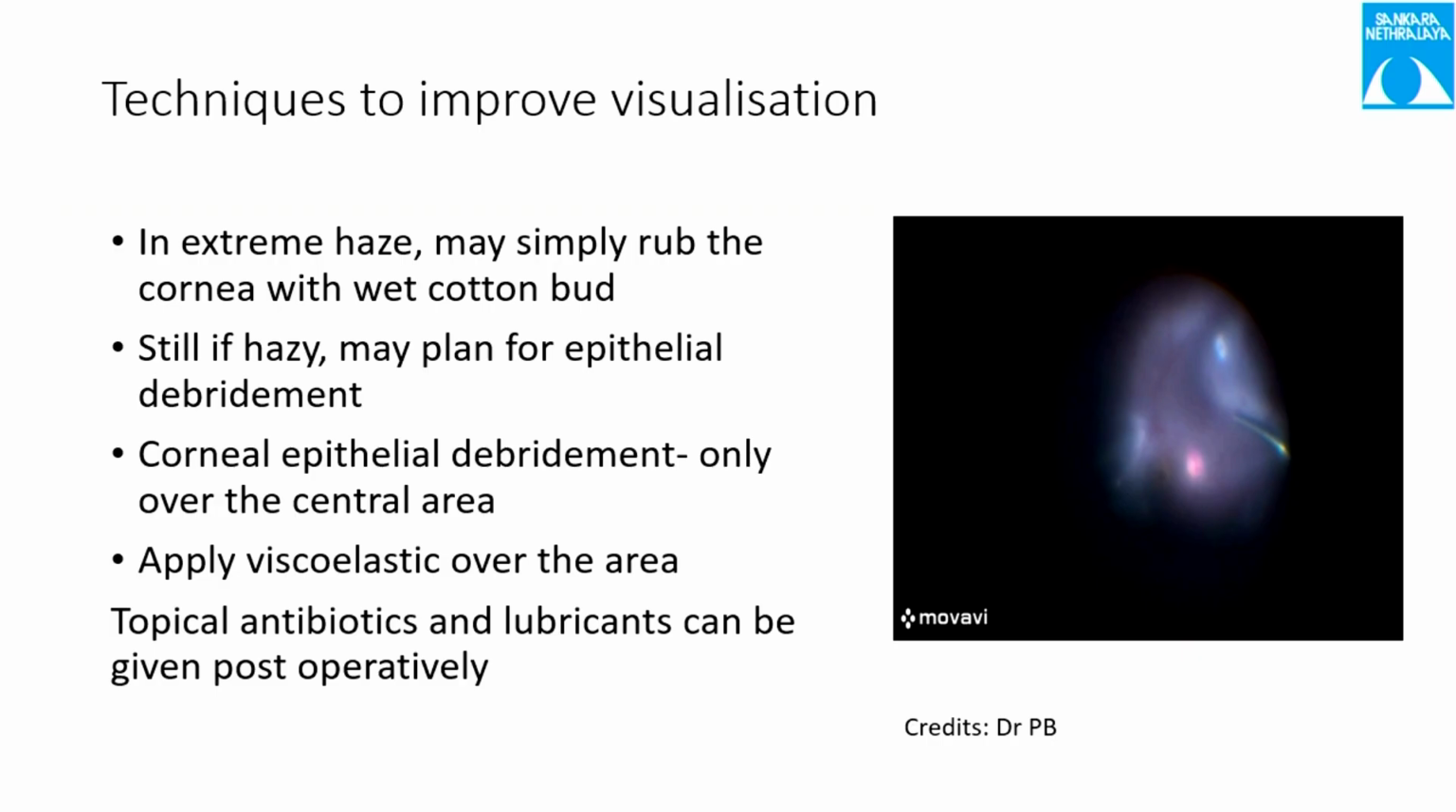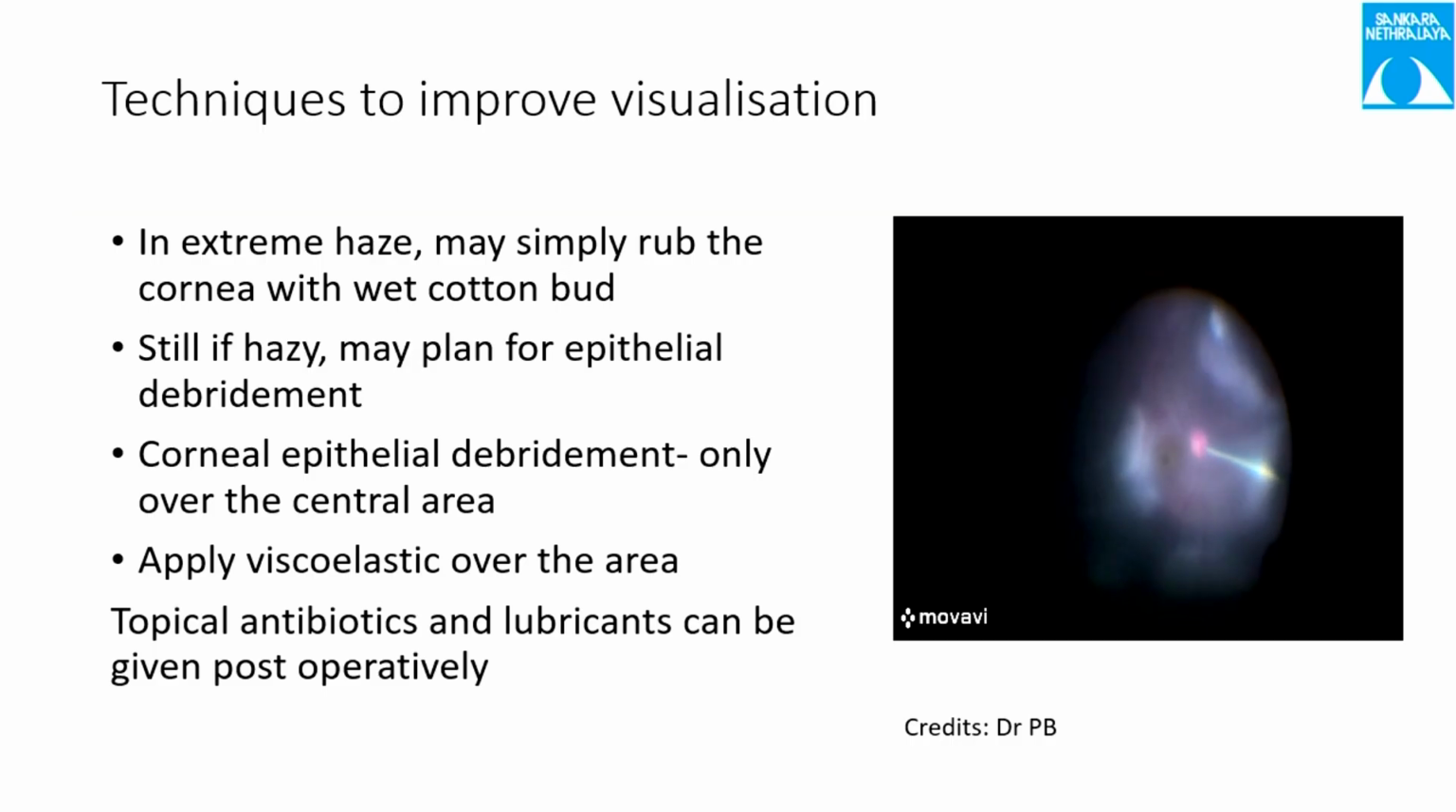So what are the other tips to improve visualization? In spite of all these, if there is a poor visualization, look at the cornea. Sometimes the cornea might become steamy. Just try to rub the surface of the cornea with the cotton bud gently. Try to make the surface of the cornea uniform. Try to apply viscoelastic and try to reassess the vitreous cavity. If the visualization has improved, well and good. If still it's hazy, one might plan for an epithelial debridement. And before epithelial debridement, one must always make sure that only the center part of the cornea should be debrided.